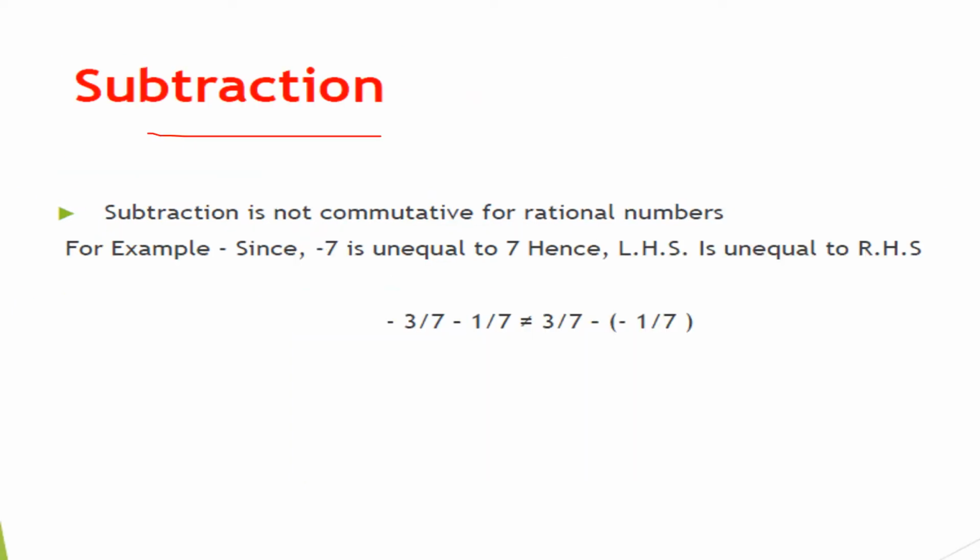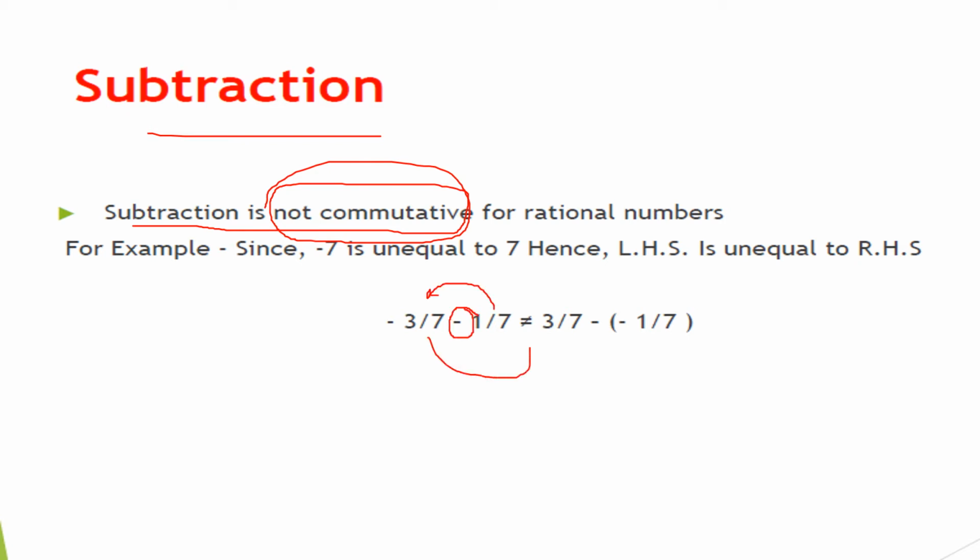Subtraction, same case, it is not commutative. Why not commutative? Let's see. If in between there is a negative sign, in this case if you change the order, the answers will change. You can check on your own, the answer will change. In this case it becomes 3 upon 7 plus 1 upon 7. That is why they both got changed. Here it is minus 3 by 7 minus 1 by 7. They both are not equal.